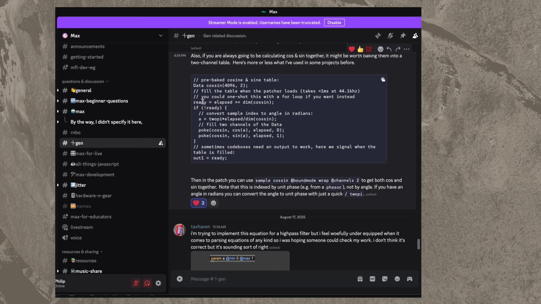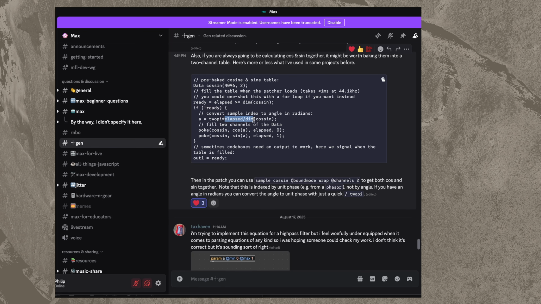And ready actually means we have successfully completed this process of calculating the cosines and sines and putting them in here. And if we're not yet ready, meaning we have to continue to put stuff in here, we're going to take that current sample index, which is going to be some number between 0 and 4,096, multiply that by 2 pi, and then divide that.